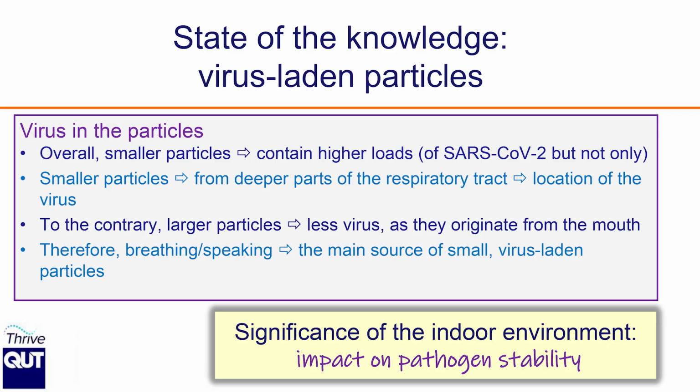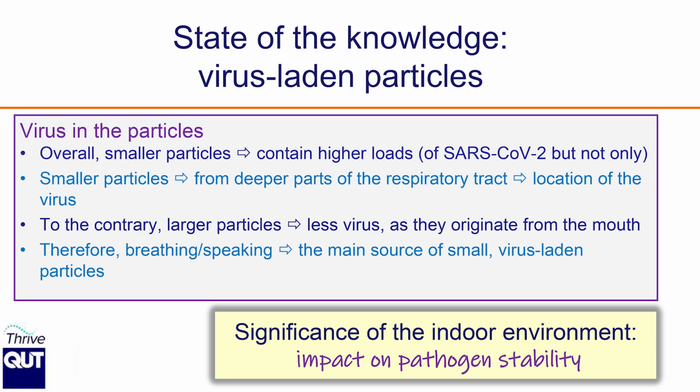And then the state of knowledge in relation to virus-laden particles. In general, smaller particles contain higher loads, not only of SARS-CoV-2, as I've shown, but of other viruses as well. They come from the deeper parts of the respiratory tract, the typical location of the virus. Contrary, larger particles have less virus; they originate from the mouth. And again, breathing and speaking are the main sources of these viruses.